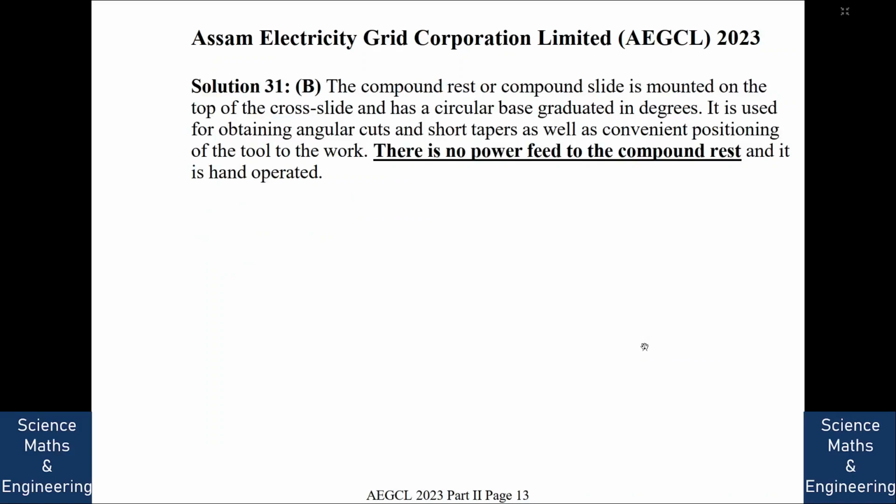So what is the compound rest? It is hand operated and it is used for obtaining angular cuts and short tapers. It is also used for the convenient positioning of the tool to the work. The compound rest, which is also known as the compound slide, is mounted on top of the cross slide, and it has degrees marked on its base. Okay, so go to the next question.